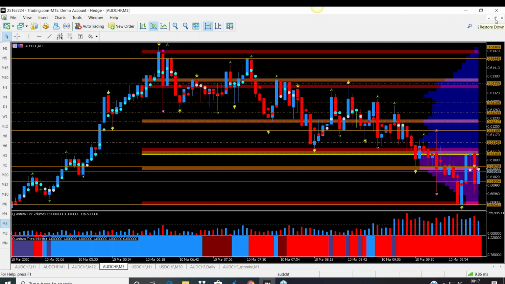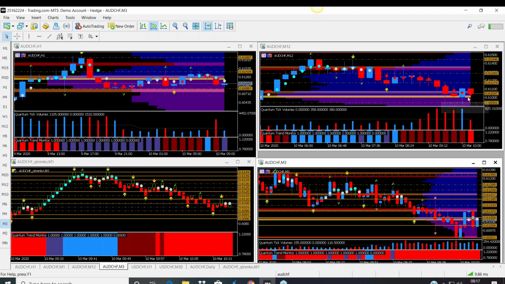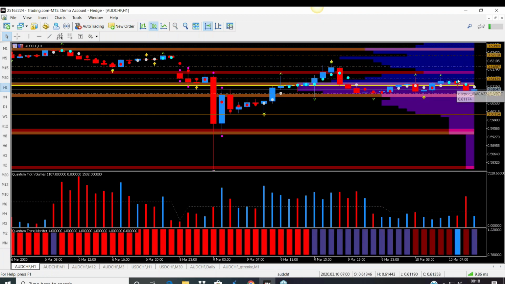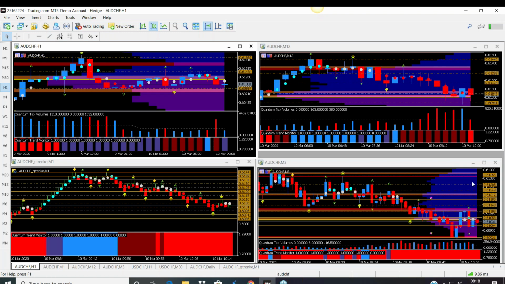In fact, we're very close to it on the 3-minute, we're around it on the 12, and we're also with it on the hourly chart. So maybe, what we see on the CSIs, on the matrix, on the array, at the moment, this is possibly not a pair. You just have to be a little bit patient.